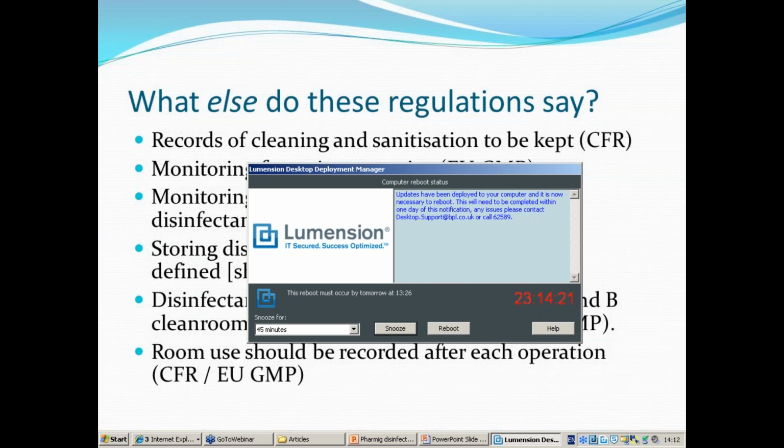There is also in EU GMP a requirement to monitor for so-termed resistant strains. So this is whether there are certain microorganisms that keep reoccurring, where there might be either a problem with the way that cleaning's being done or the way that a disinfectant's being applied, or perhaps the wrong type of disinfectant is being used.